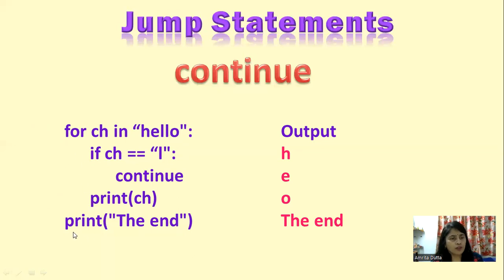Now at the end of the loop, we have the print statement "the end", which is outside the for loop. So that will be printed again. So that is why the output is HEO and the end.